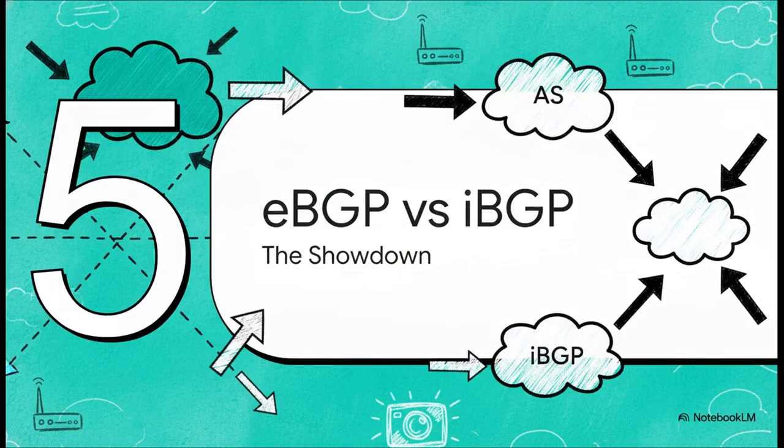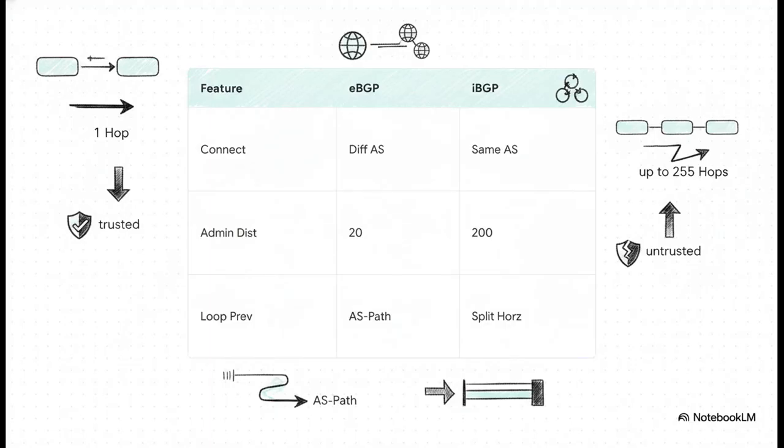Let's put them head-to-head. Section 5, the eBGP versus iBGP showdown. If you're studying for a networking certification, I highly recommend taking a screenshot of this cheat sheet right here. It breaks everything down perfectly. Notice the default time to live. eBGP expects peers to be directly connected, just 1 hop away, while iBGP allows peers to be up to 255 hops away across your internal network.